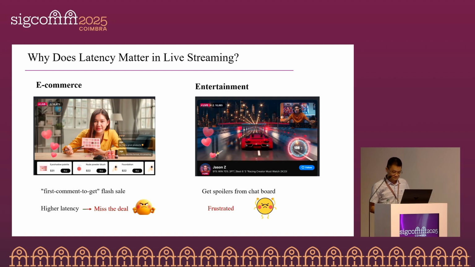Second, entertainment. During live sports, if the stream lags, spoilers in the chat can ruin the excitement before viewers can even see the action. These examples highlight why reducing latency is essential for enhancing user satisfaction and engagement.